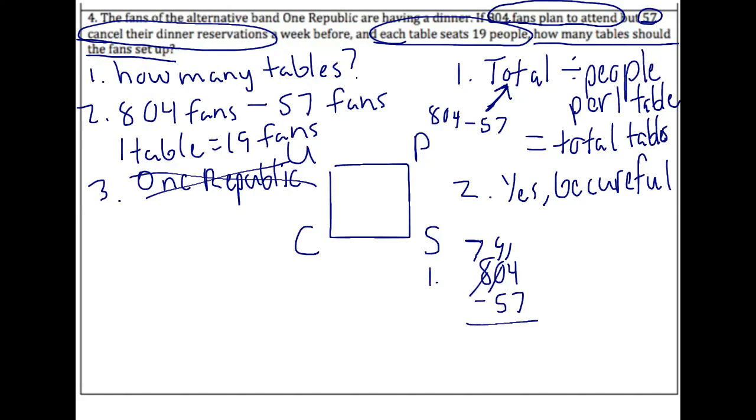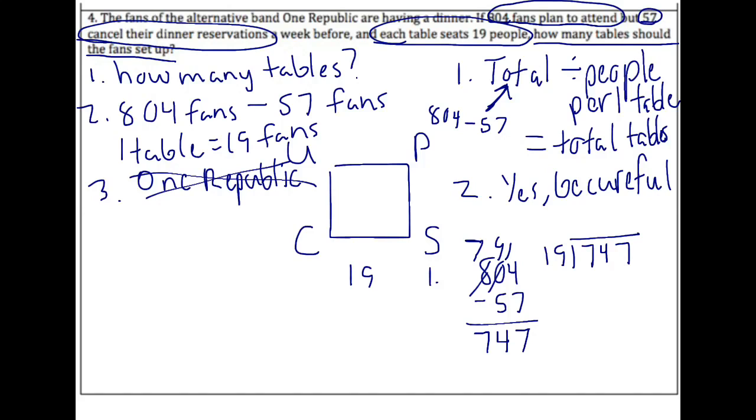Now I have 14 minus 7, 7, 9 minus 5, 4, and then 7 minus 0, 7. So now I have 747, and then I know that's my total number of people, and I need to divide that by the number of people per one table. So if I look over my understand, one table is 19 fans, so I'm going to put 19 over here. So 747 is my dividend, 19 is my divisor. I need to figure out how many times 19 can go into 7.